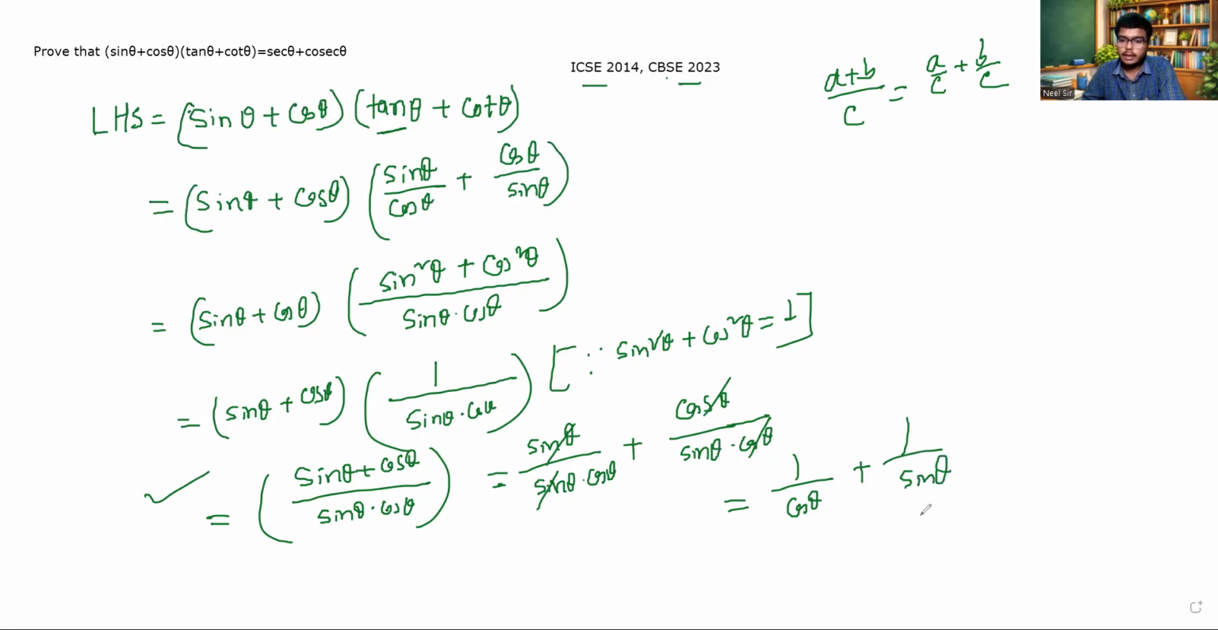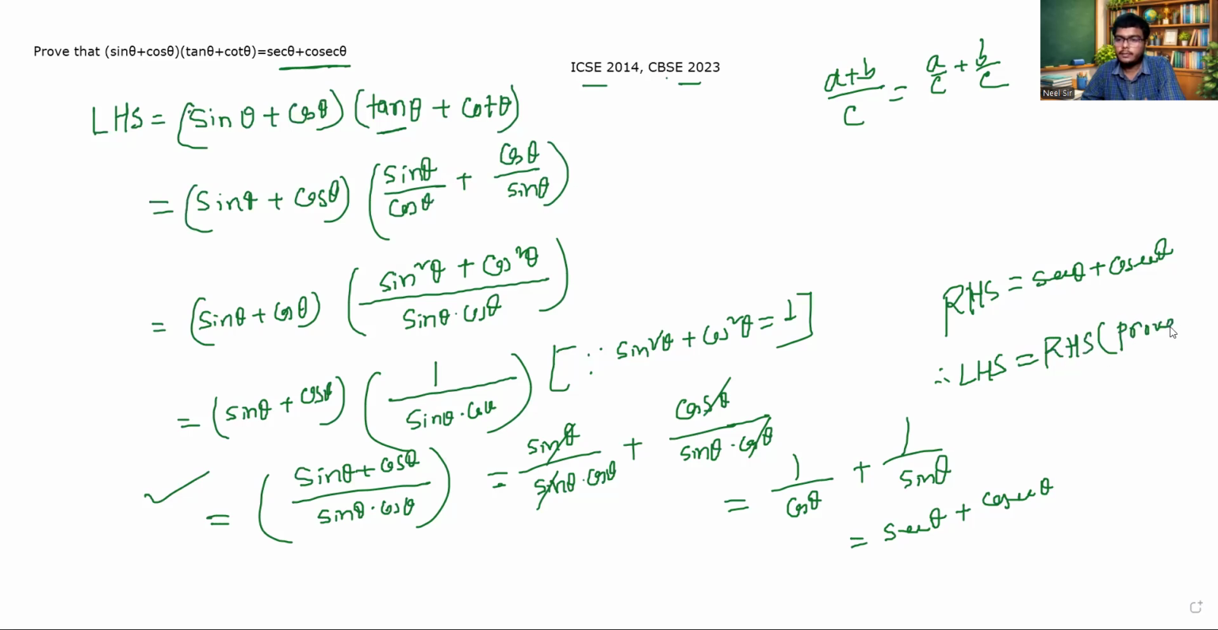We all know that the value of 1 by cos theta is sec theta and 1 by sin theta is cosec theta, and which is given in the RHS side as well. So here we will write RHS equals to sec theta plus cosec theta. Therefore, LHS equals to RHS, proved.